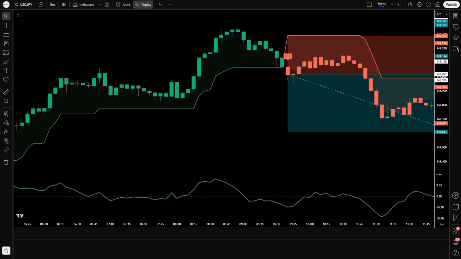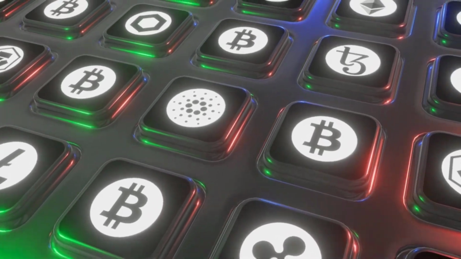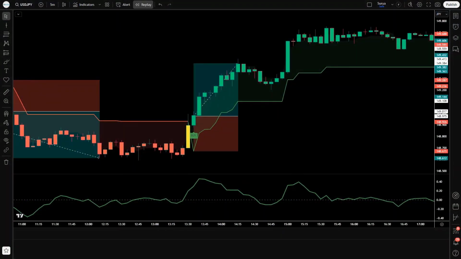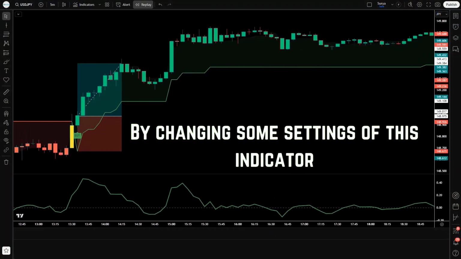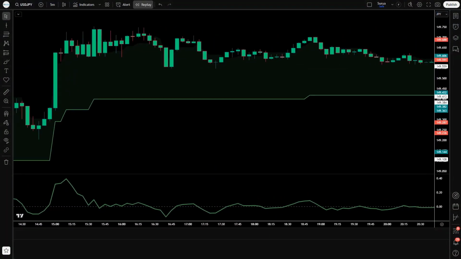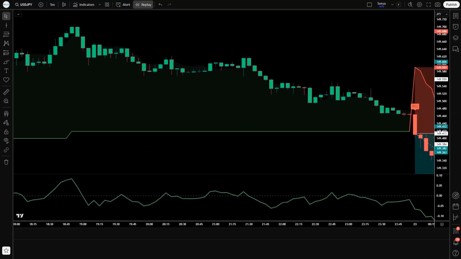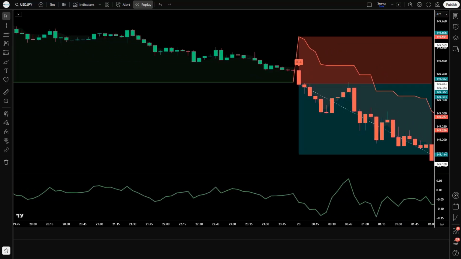In today's video, we are diving into an essential tool for traders, the ATR Trailing Stop TradingView indicator. By changing some settings of this indicator, we have created a new strategy. Whether you are an experienced trader or just starting out, this tool can help you maximize your trading strategy.